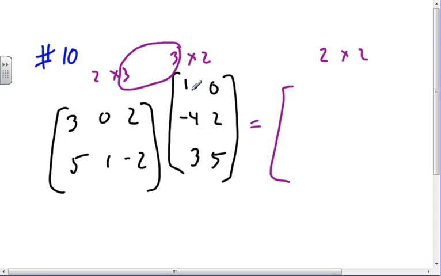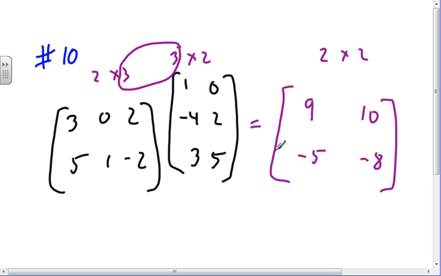First row, first column, 9. First row, second column, 10. Second row, first column, 5, 1, minus 5. Second row, second column, 0, 2, minus 8. And if you question yourself, put it in your calculator, have the calculator agree with your answer. If not, I never question.